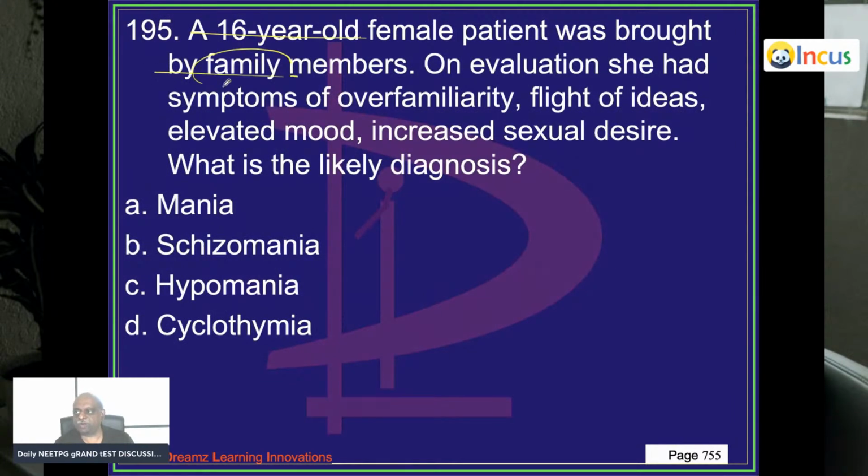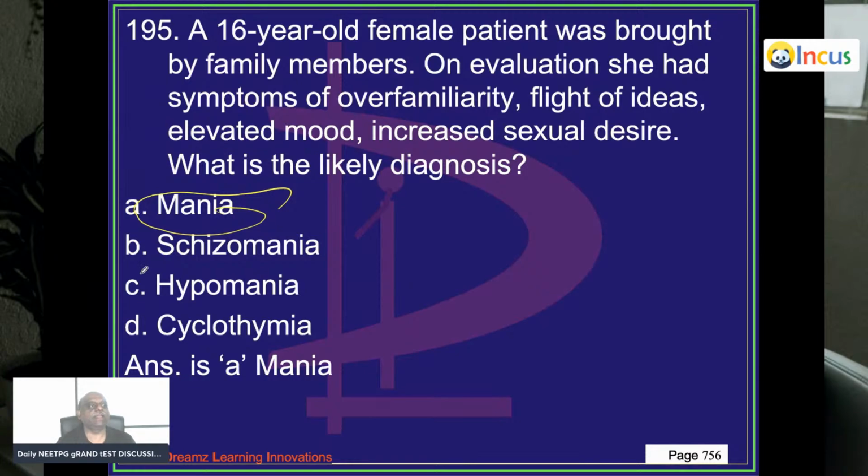A 16-year-old female was brought by her family members. There is over familiarity, flight of ideas, elevated mood, increased sexual desire. That is called mania.